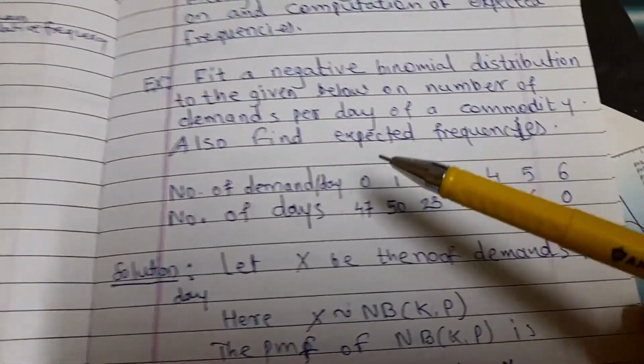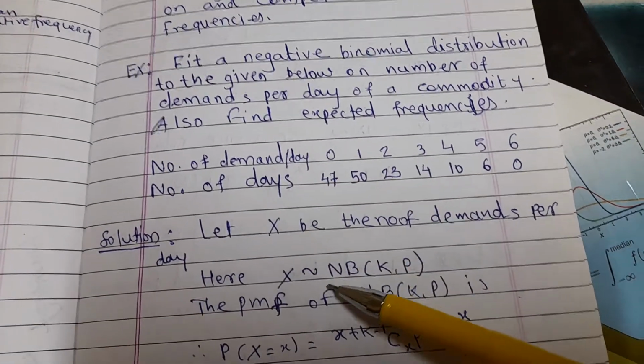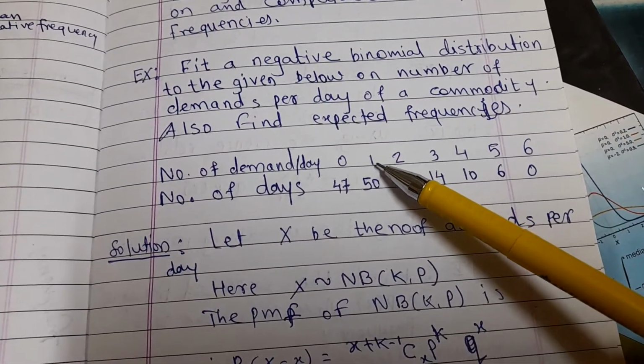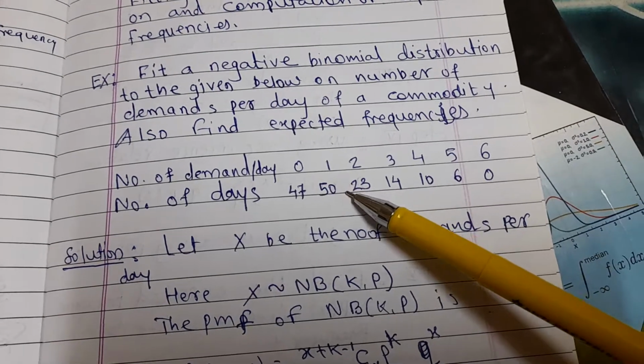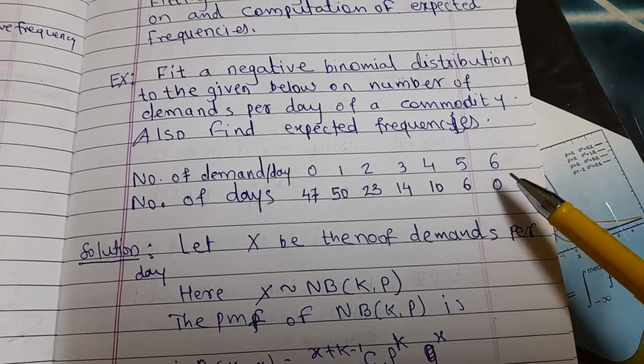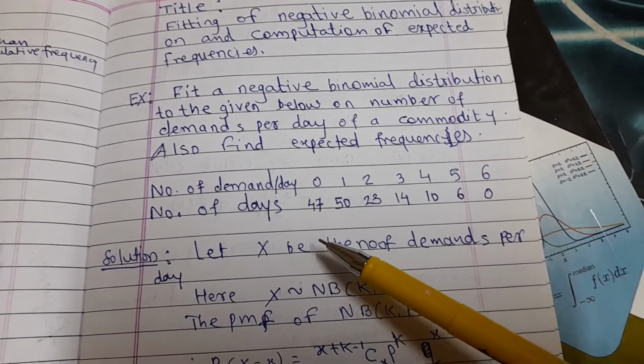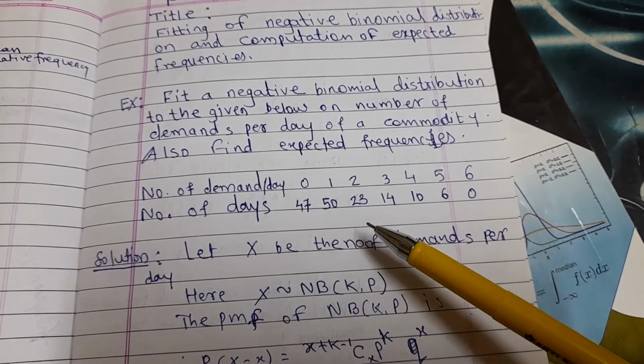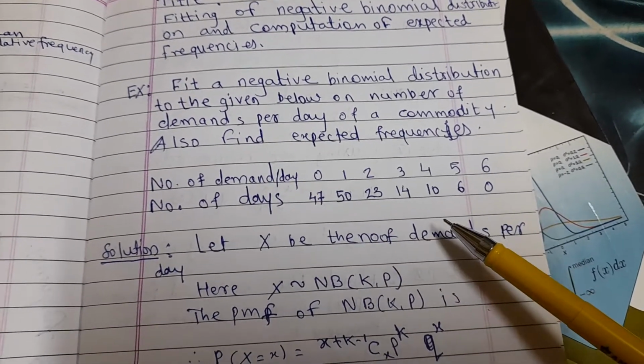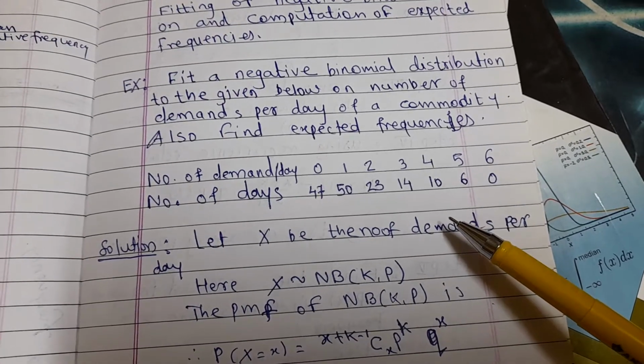Number of demands per day: 0, 1, 2, 3, 4, 5, 6. Number of days: 47, 50, 23, 14, 10 and 6.